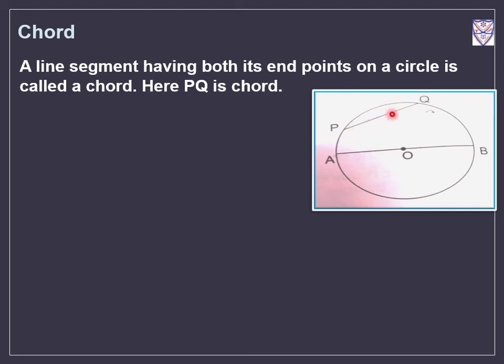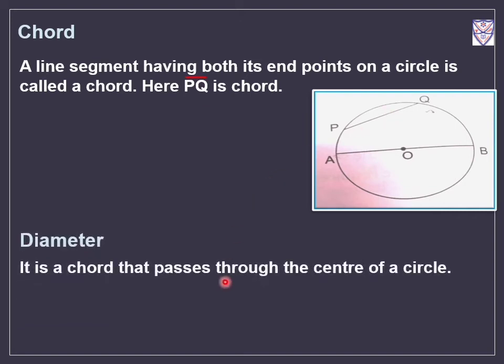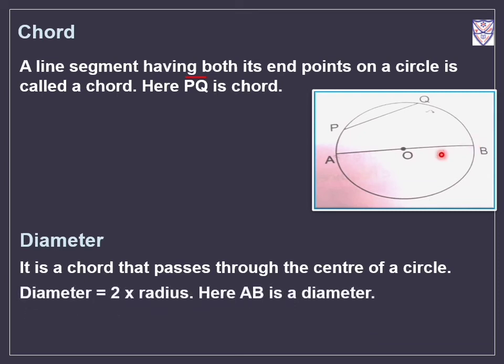PQ is a chord. Now next, diameter. It is a chord that passes through the center of a circle. Diameter is a chord that passes through the center of the circle and both endpoints are on the circle. So diameter equals 2 multiplied by radius. Radius means half of the diameter. Here AB is a diameter.